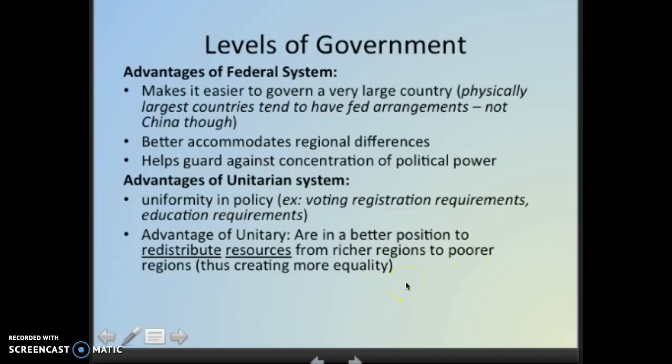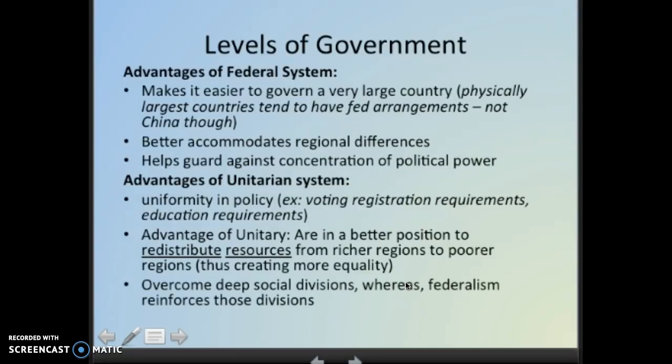So where we have unequal distribution of resources, like I've talked about before, Mississippi doesn't have the same level of services or income from personal property tax as Massachusetts. So it's going to be an unequal distribution of resources and unequal distribution of services and so forth and so on.